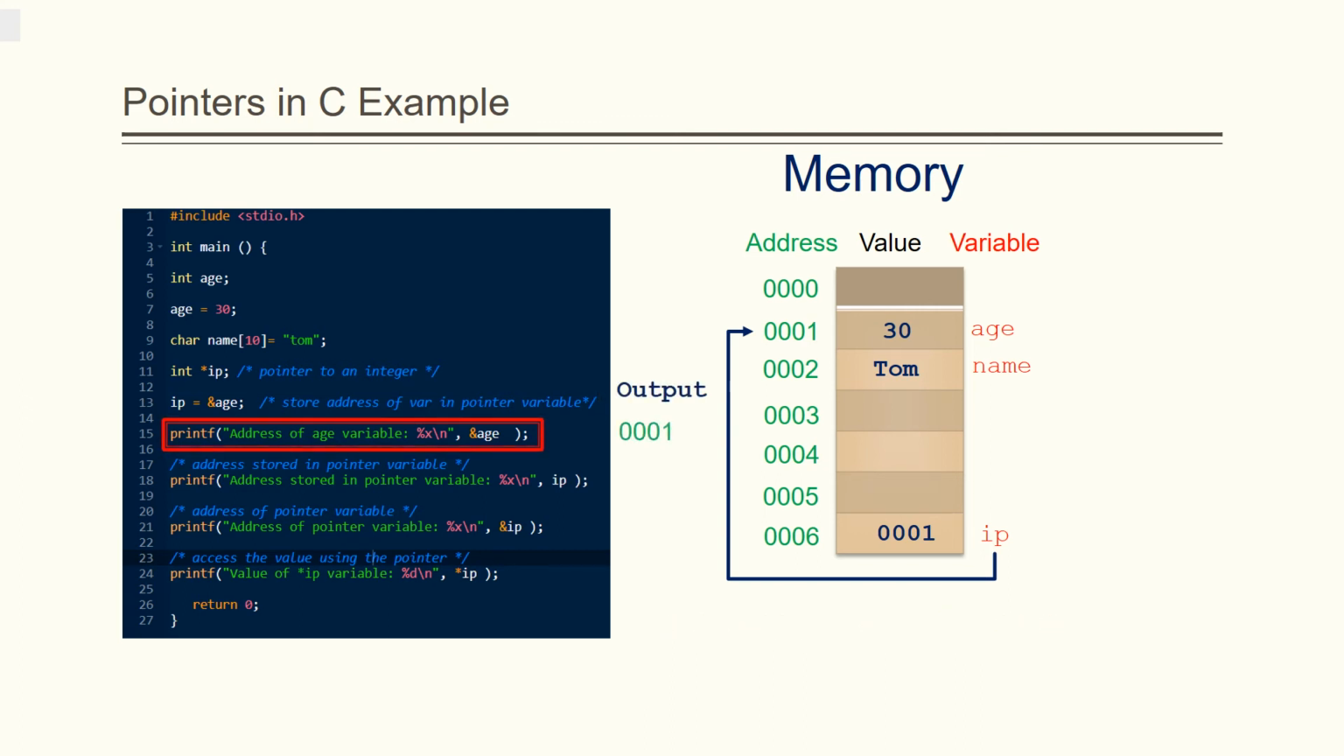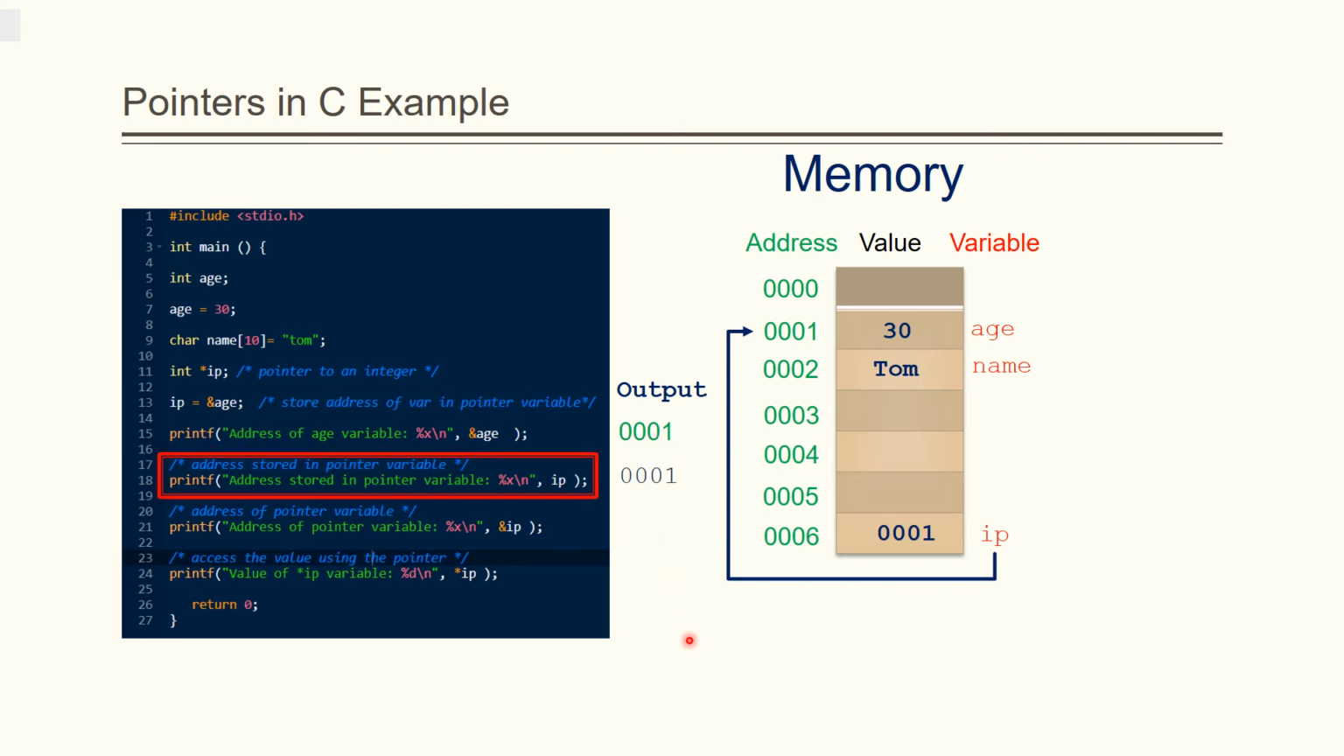To print some output, the first thing is that we are going to print the address of the variable age. If we go to age, the address is 0001, so simply we say ampersand of age and this address will be printed, which is 0001 here in the output. Next step, we are printing the address stored in the pointer variable. So here is the pointer variable and the address stored is here. Please note that here we don't use any ampersand operator, so it will print the value of this integer pointer.